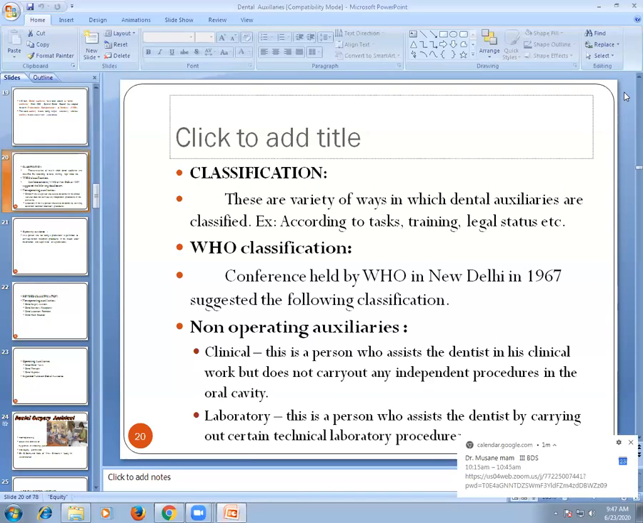Now we come to the classification of dental auxiliaries. There are a variety of ways in which dental auxiliaries are classified, for example according to task, training, and legal status. According to the WHO classification, a conference held by WHO in New Delhi in 1967 suggested the following classification.